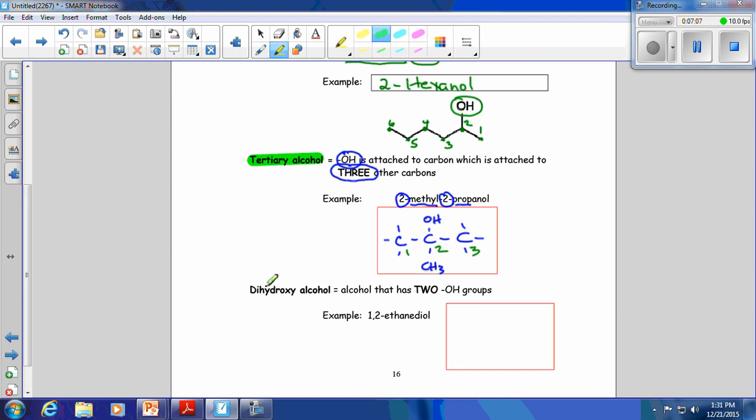And then to finish up this vodcast, we're now going to take a look at dihydroxy alcohols. This is going to be an alcohol that has 2 OH groups attached within it. All right, so we're looking at 1,2-ethanediol. The di right here represents that we have 2 OH groups, and the OL obviously represents that we're dealing with an alcohol.